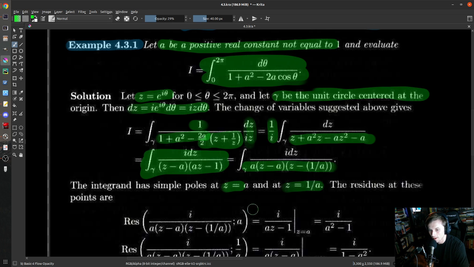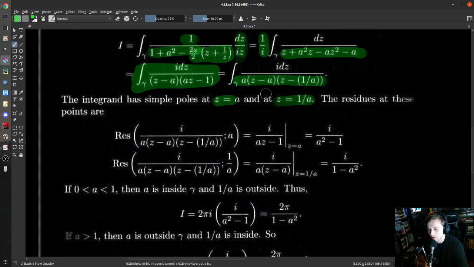Pretty obvious from that, right? So we just calculate the residue. Okay, so the residue of i over the function we just factored out, at a, and then that guy at 1 over a, right?